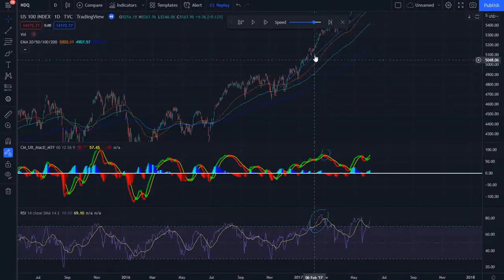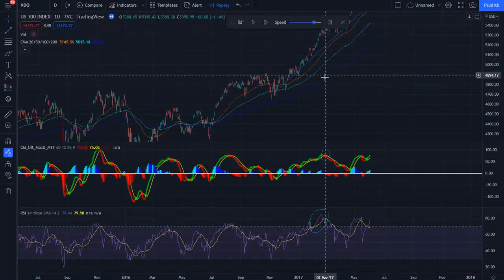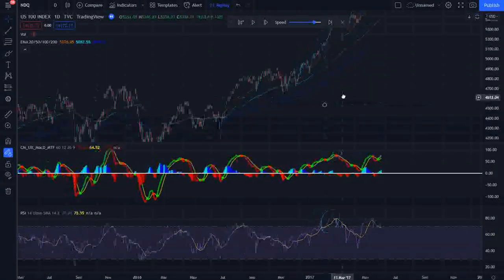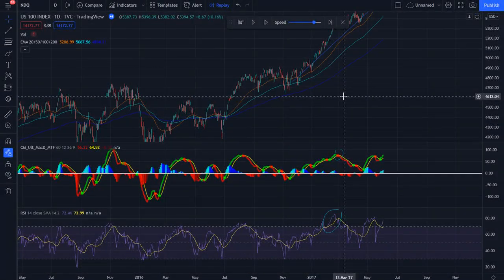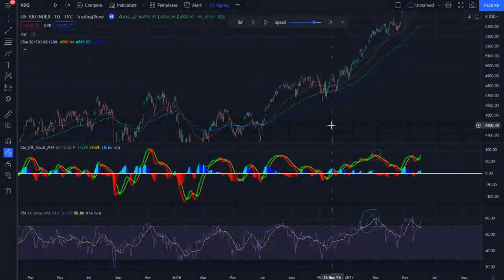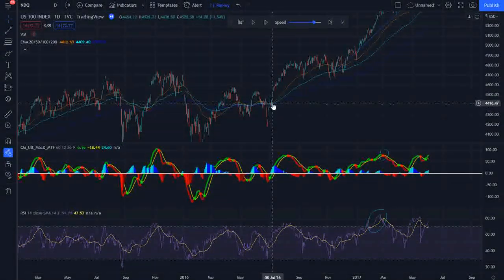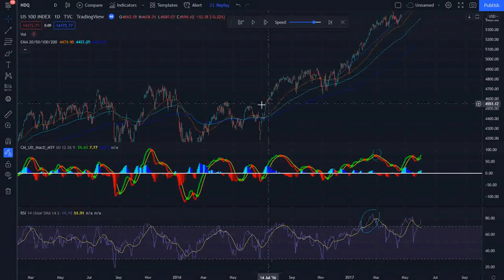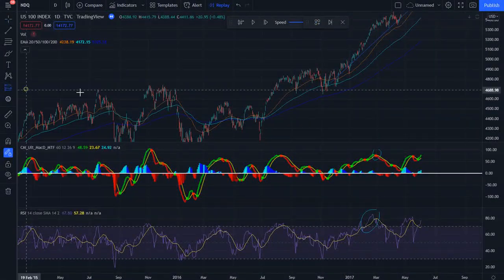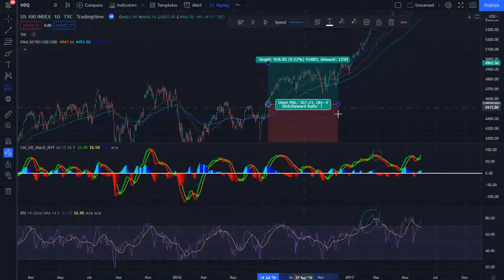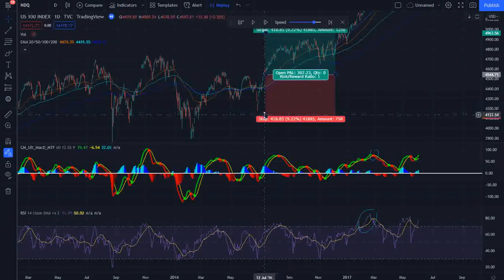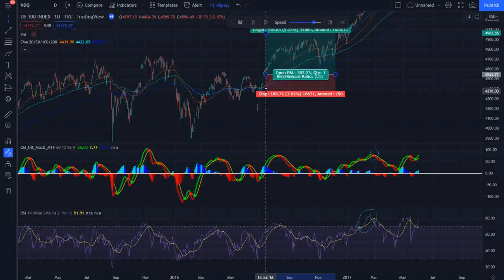And also you see when these lines are spread out, the more spread out they are, the more momentum you have upwards. Okay, good. Now here for example, they start to spread, so that's a good entry point. So you can easily enter here on this candle, and my stop would be here just below the line.